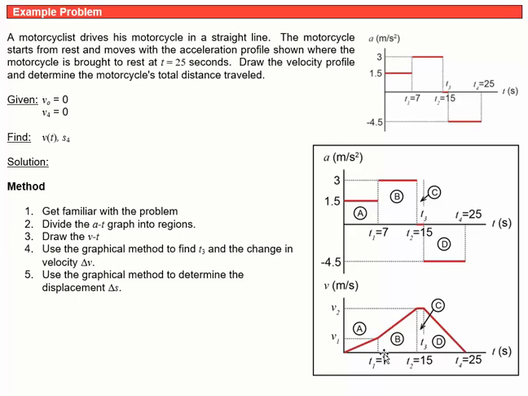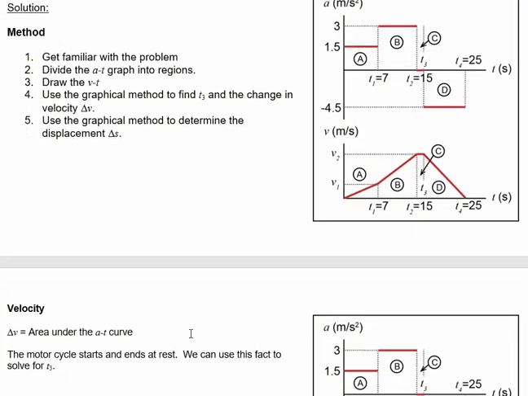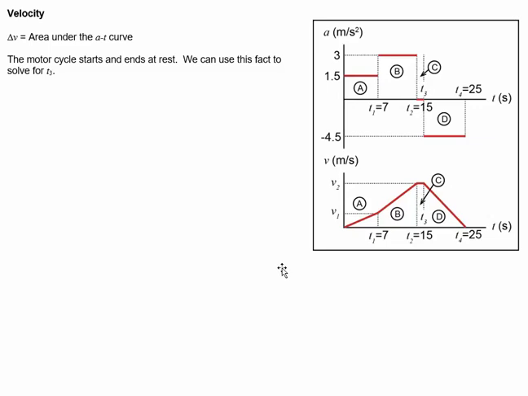So the acceleration time curve gives us some times, t1, t2, we don't know t3, and we know t4. So we can use that information and the fact that it starts and ends at rest to determine this unknown time. In the graphical method, we need to remember that the change in velocity is equal to the area under the curve. So if the motorcycle starts and ends at rest, we can use that to determine the unknown time.